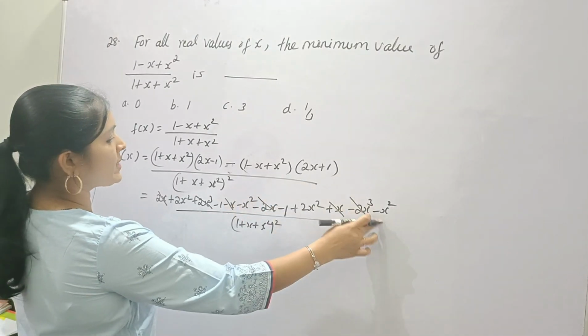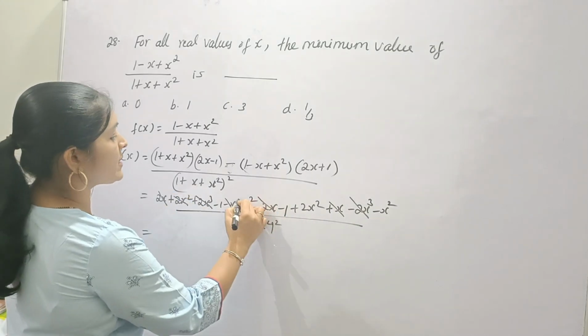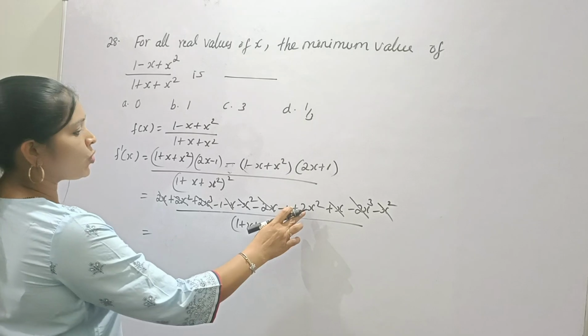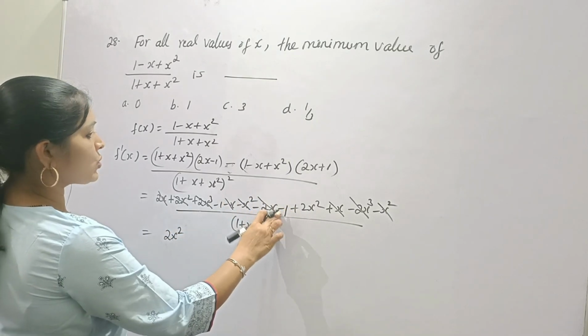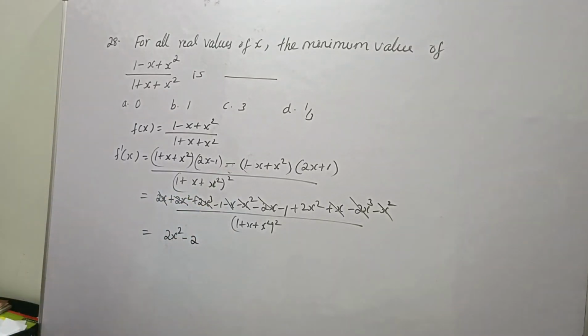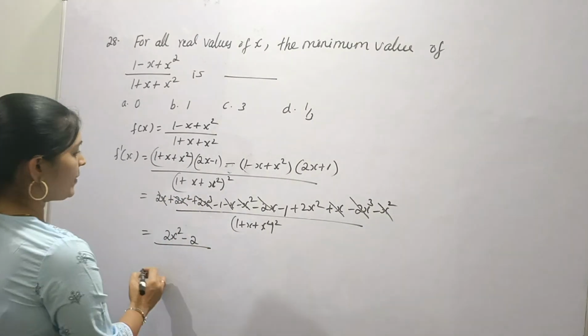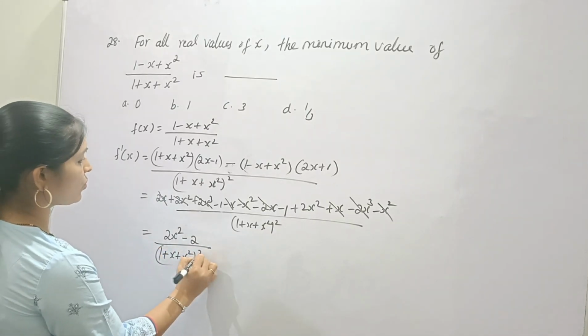See, minus x square minus 2x square. So 2x square, this minus 2x square cancelled. Okay, so plus 2x square, here minus 1, minus 2 remain. Okay. That is equal, divided by 1 plus x square whole square.